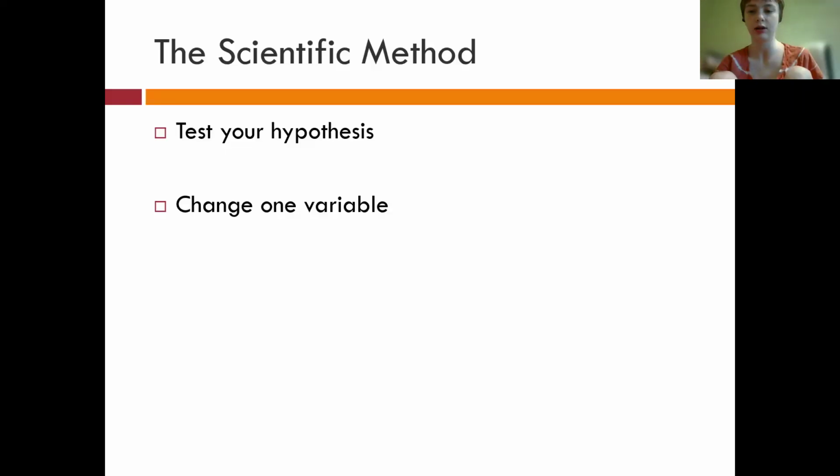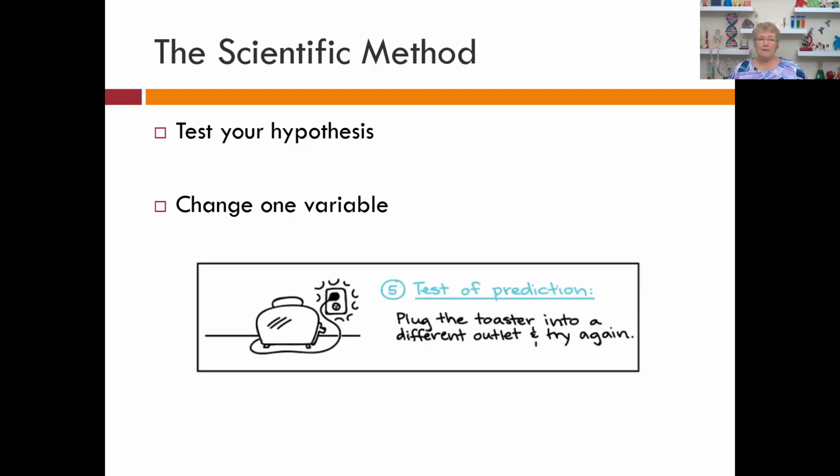Plug in the toaster elsewhere. Yep. Our experiment is going to be plug it into a different outlet and try the whole thing again. So the one variable that we're changing in this experiment is the outlet. What's the thing that we're going to look for? The bread being toasted. The outlet is the independent variable. The bread being toasted is the dependent variable. Everything else we're going to keep the same.